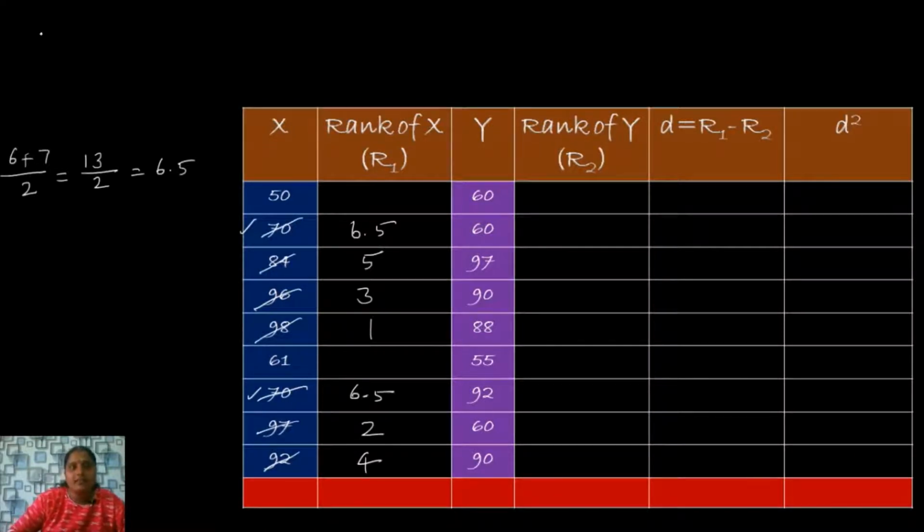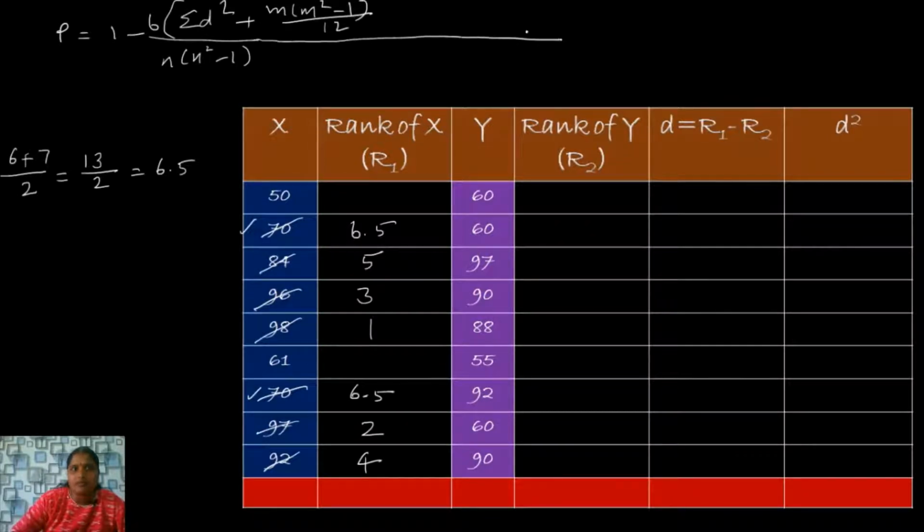So you know already the Spearman's formula for calculating the rank correlation coefficient is rho is equal to 1 minus 6 sigma d square over n times n square minus 1. Whenever a value is repeated, you have to add the correction factor to sigma d square, that is m square minus 1 over 12. Here the tie between the 6th and 7th rank, that is the value 70, is repeated 2 times. So m takes the value 2 here.